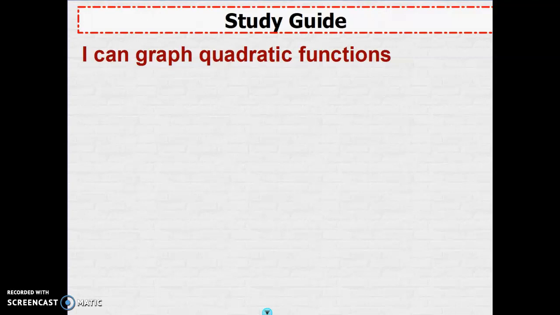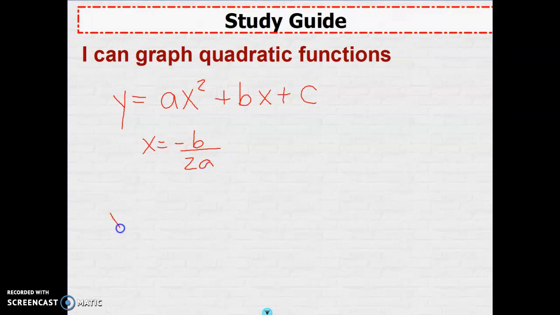Also in this chapter, we've graphed quadratic functions. Remember that you could graph quadratic functions in one of 2 forms. If it's in this standard form, then we would need to find the vertex first by using the formula for our axis of symmetry, negative b over 2a. Otherwise, if it's already in vertex form, then we could just identify the vertex as our h and k.